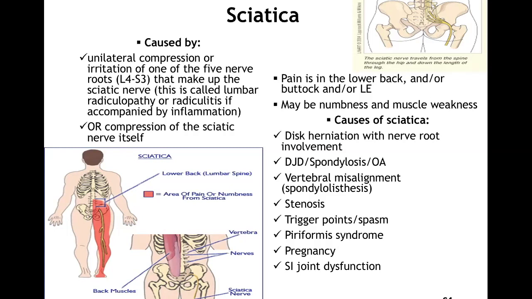Or it can also be a compression of the sciatic nerve itself. So there are different causes that can cause this. You've probably heard of piriformis syndrome. That is usually one of the causes, when the piriformis is tight. The piriformis sits right on top of the sciatic nerve, which obviously when the muscle gets tight, it's going to compress in that area and it's going to send nerve-like symptoms down the extremity.